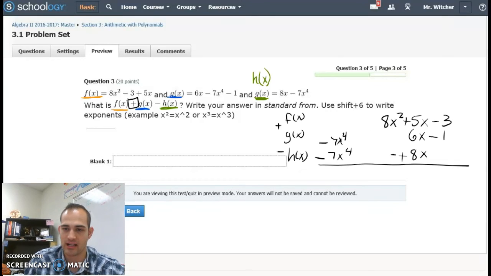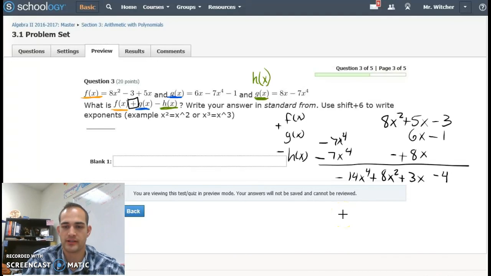So now that I've got this set up, I'll do it. Negative 3 minus 1 is negative 4. 5x plus 6x is 11x. Minus 8x is 3x. I have 8x squared. There's nothing else in that column to operate with it. There are no x cubed, so I can leave that out. And I have negative 14x to the fourth.